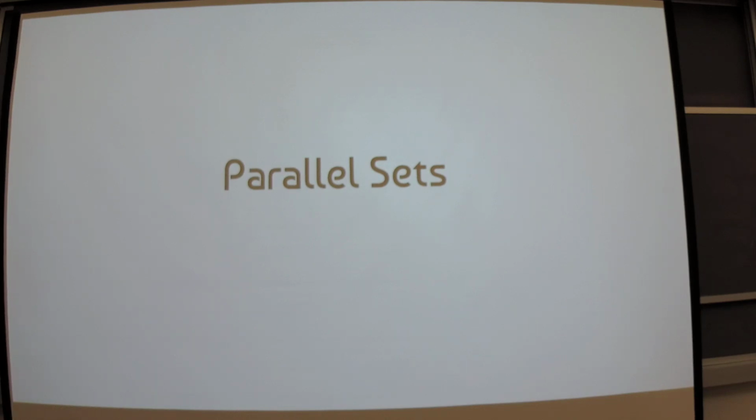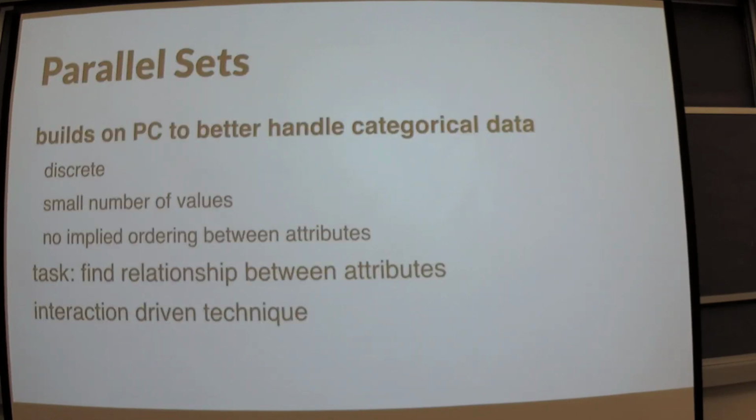Great. One special case is categorical data. Categorical data did kind of work in scatterplots, but if you show just categorical data next to each other, it doesn't actually work that well. It works well if I have numerical, categorical, numerical, but looking at relationships between categorical dimensions is fairly tricky, and that's where parallel sets can help. They build on the idea of parallel coordinates to handle categorical data. It's discrete, we have a small number of values, and we have no implied ordering between attributes.